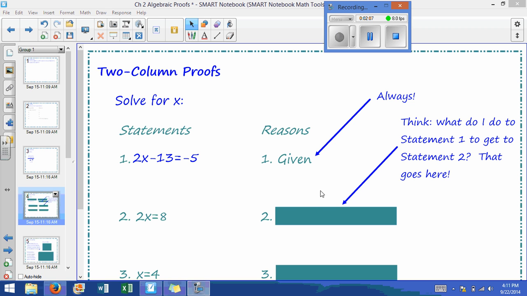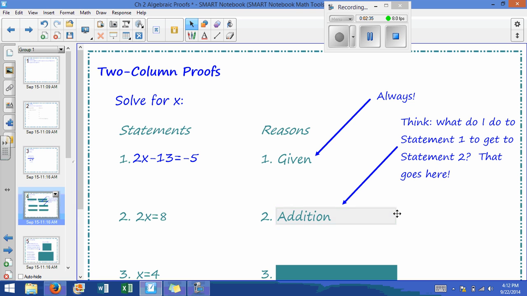If we want to look at the second reason, most people look at the second statement and the second reason and say, well, those have to be connected. They are, but you also have to remember it's connected to the previous statement or previous statements, depending on what's up there. So you want to think to yourself, what did I do to statement 1 to get to statement 2? What changed from here to here? Well, we added 13 to both sides. So I'm just going to call that addition. Like I said, I didn't show the adding 13 because I explained it over here.